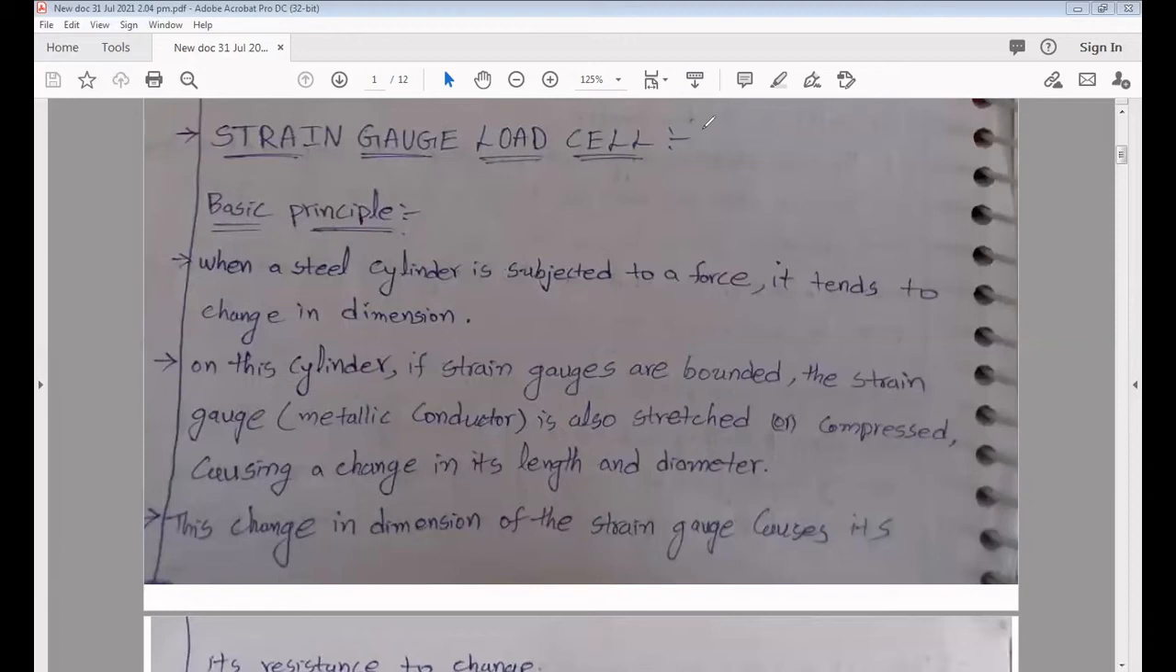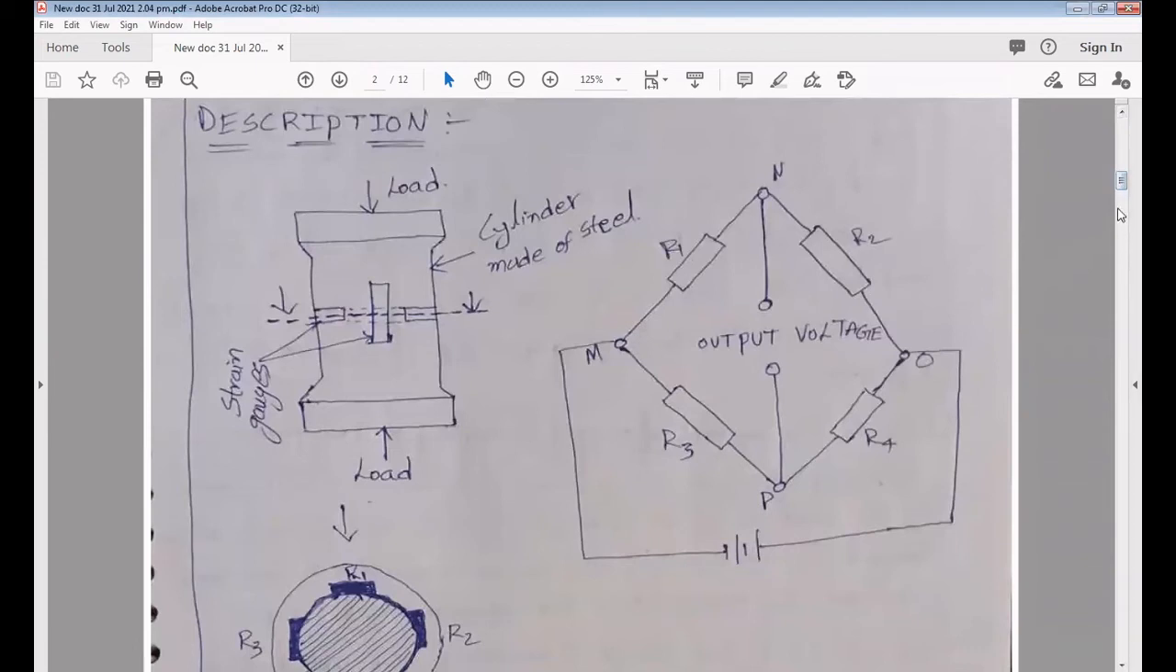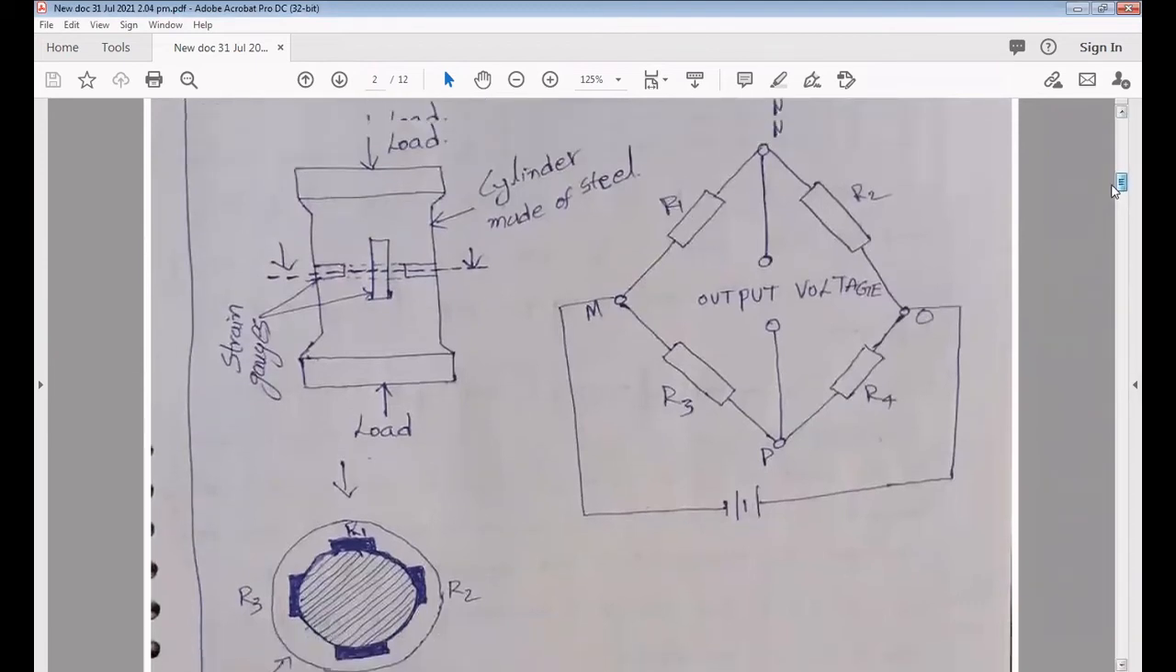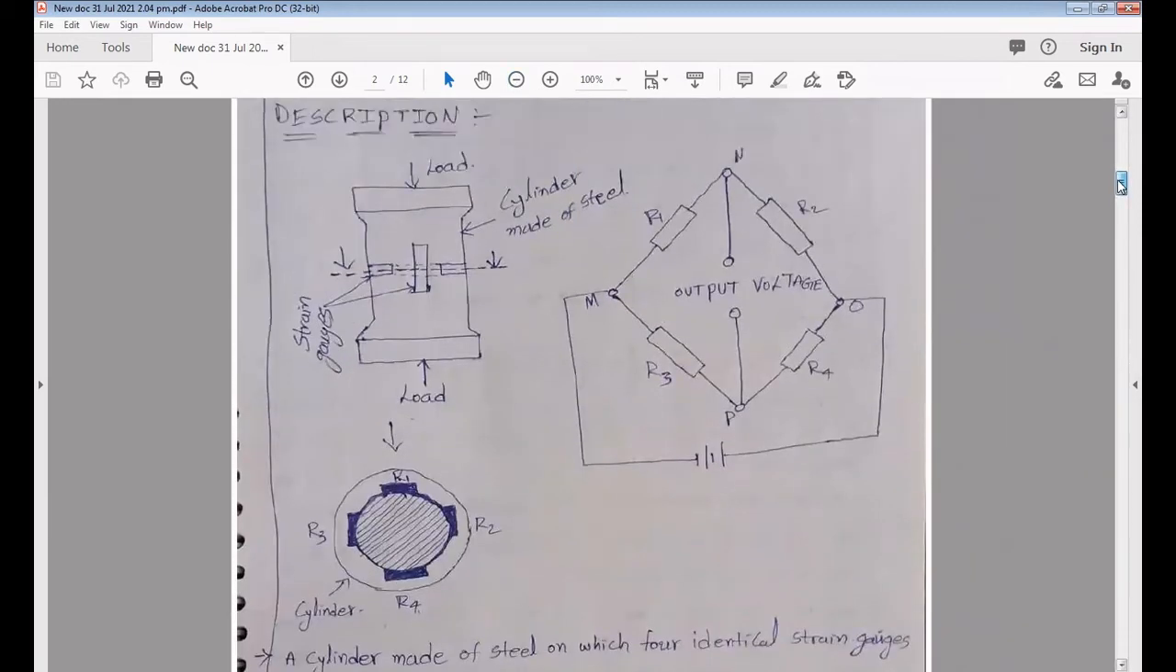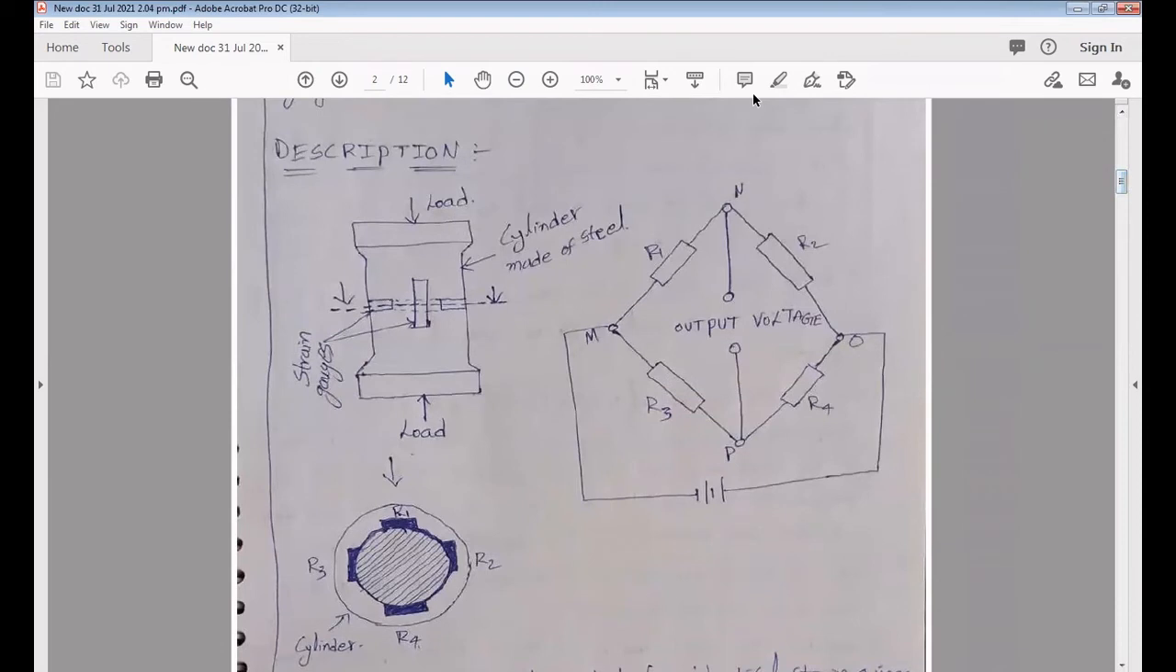Now we'll go for the explanation or operation of the strain gauge, basically a strain gauge load cell. Remember, here we are taking one cylinder. This cylinder has a vertical axis and a horizontal axis. This one is the vertical axis and this one is the horizontal axis. We are applying a load at the top and bottom.